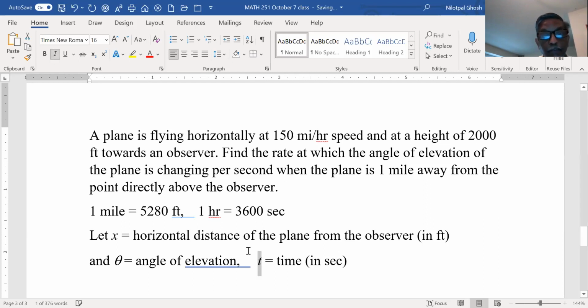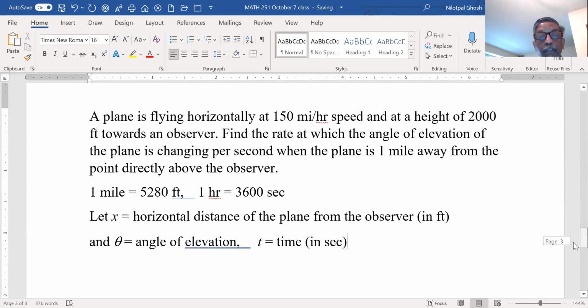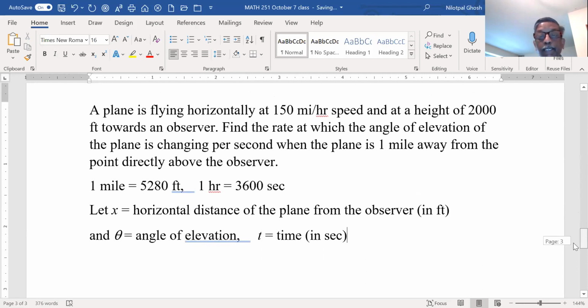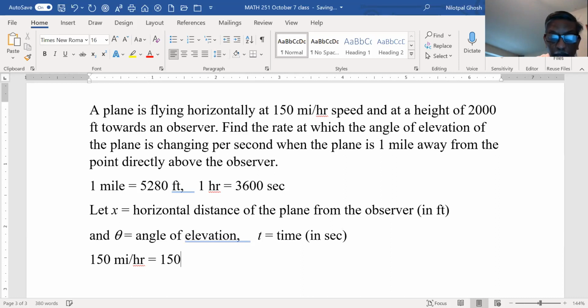So we have to change a few things. Since I decided to go for writing everything in feet, the 2000 feet height, no change. 1 mile is 5,280 feet. That's the horizontal distance. And 150 miles per hour. You can convert miles per hour into feet per second. So 150 miles per hour would be, so you multiply 150 by 5,280.